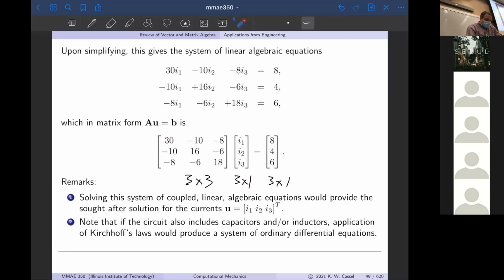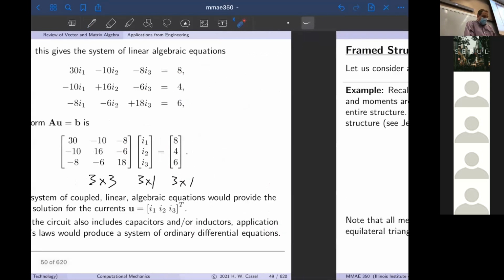Okay, now as I said, if I add in capacitors and inductors and other things other than just resistors and voltage sources, I will actually get systems of ordinary differential equations, rather than linear algebraic equations. So we'll see that later in the semester. All right, so that's a circuits example. Ask a physical question: what are the currents in each of the parallel circuits? Mathematically, that boils down to solving a 3x3 system of algebraic equations.